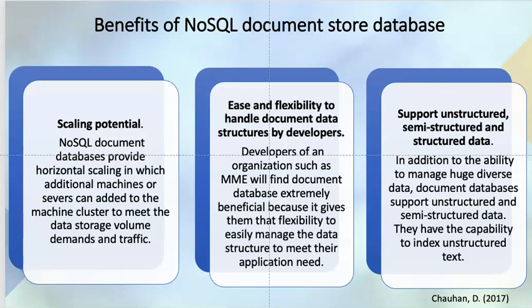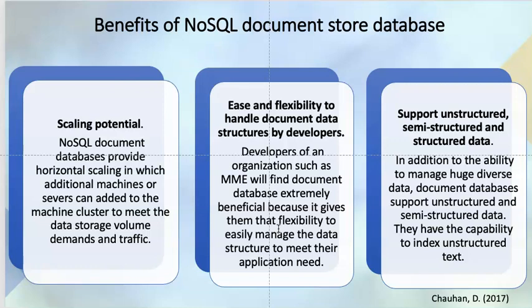There is the ease and flexibility to handle document data structures by developers. So software engineers working for an organization such as MMV will find this very useful, because it gives them that flexibility to easily manage the data structure to meet the application need. There's going to be less extract, transform, and load, and this is going to speed up development, because it gives the developers more control of the data.